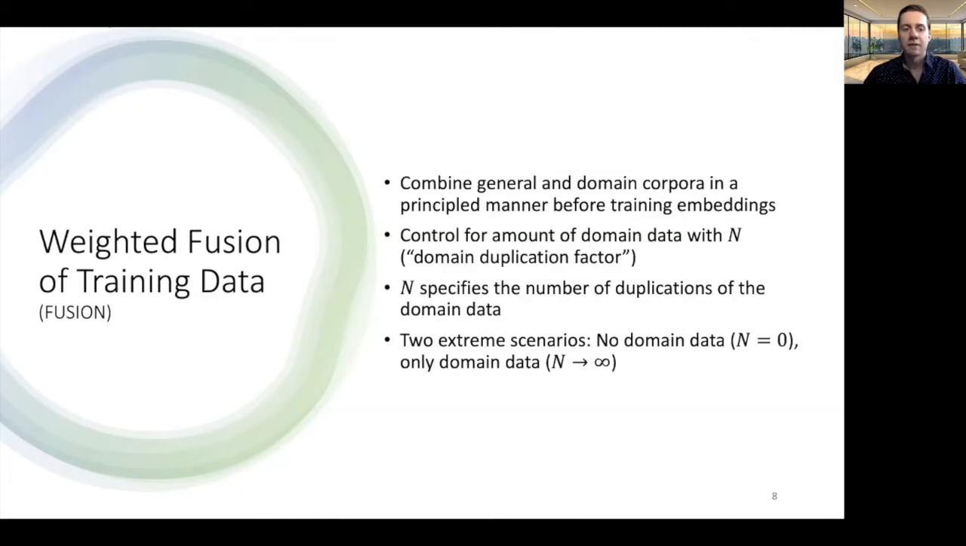The third and final method I would like to discuss is the weighted fusion of training data, which we also call Fusion. There we combine the general and domain corpora in a principled manner before training the embeddings. We control for the amount of domain data with a parameter n, which we also call the domain duplication factor. N specifies the number of duplications of the domain data. And there are 2 extreme scenarios. Either there's no domain data, which means n equals 0, or there's only domain data, which means n approaches infinity.